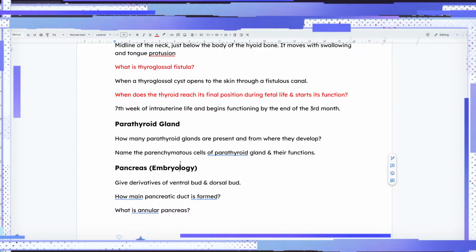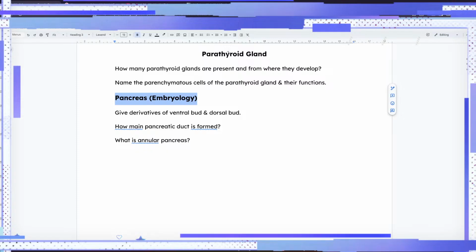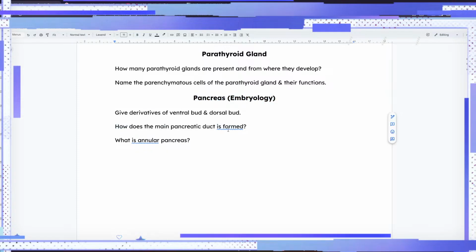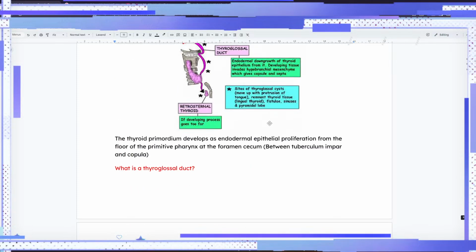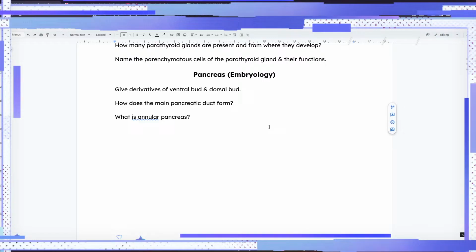Fair enough, right? Okay, parathyroid gland के बस दो ही question है, which is pretty simple. Pancreas का भी बहुत ही simple question है. How does the main pancreatic duct form and what is annular pancreas? ठीक है. Okay. I mean, there's not much to it.